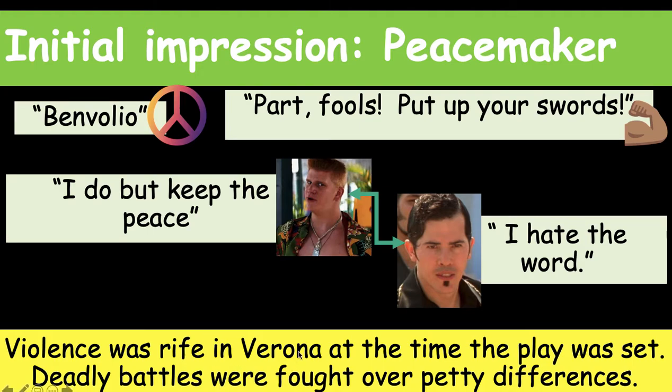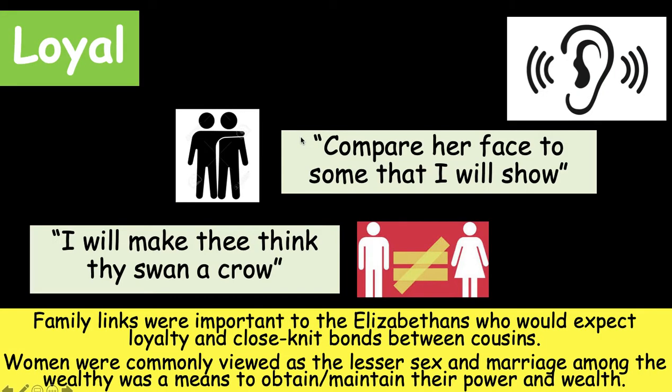In yellow is how you could link this to context. Violence was rife in Verona at the time the play was set, and deadly battles were fought over petty differences. So this wouldn't have been that unusual at the time. And not to forget as well, Shakespeare is trying to open the scene to prepare the audience for a violent, impulsive play as well. And to entertain his audience, of course.